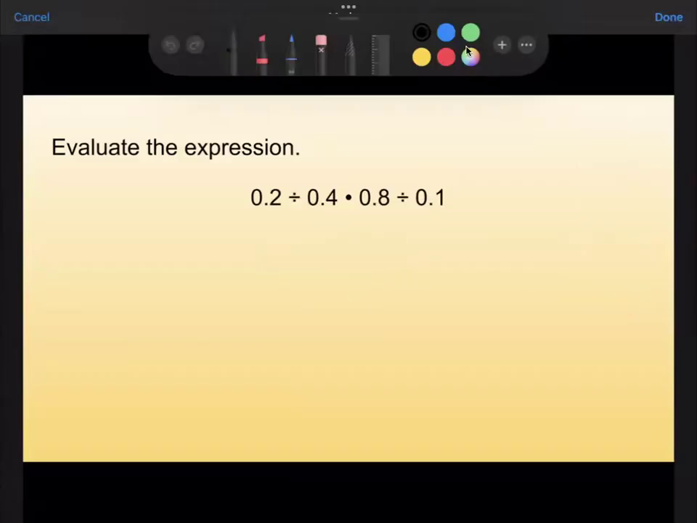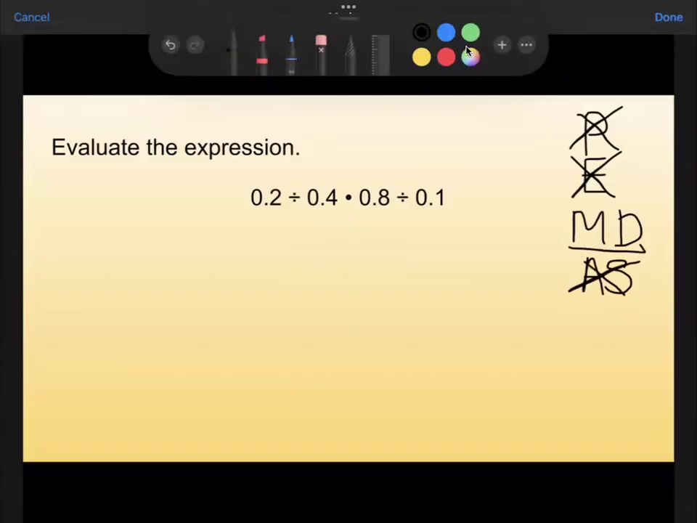Okay, so here's our next one. Again, I'm going to go ahead and write PEMDAS here just in case. There we go. Okay, so this expression doesn't have any parentheses, doesn't have any exponents, so I can skip those two. It does have multiplication and division, and in fact, that's all it has. I don't see any adding or subtracting, so we can even cross that off.